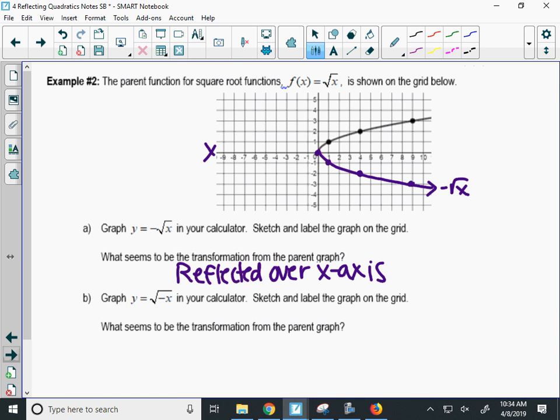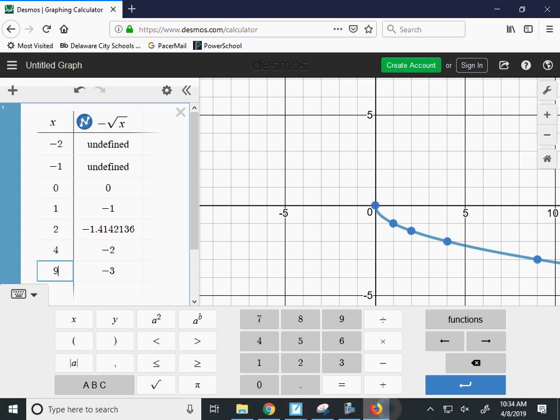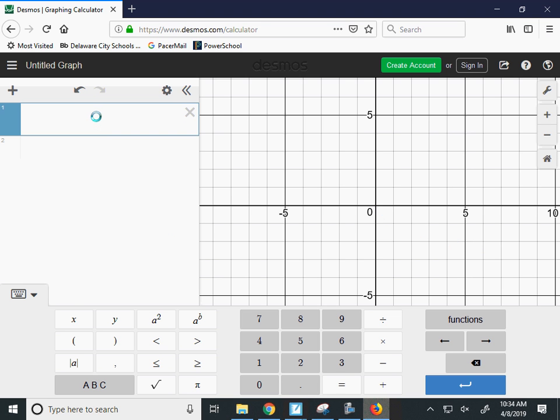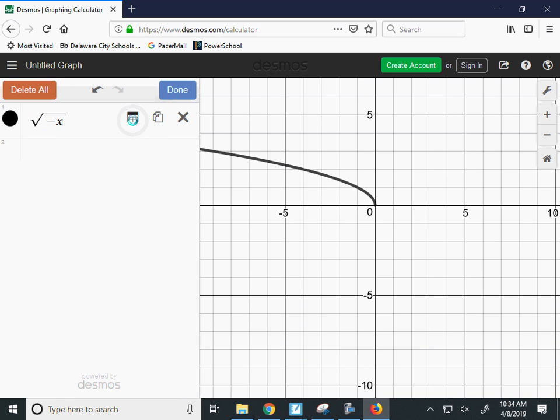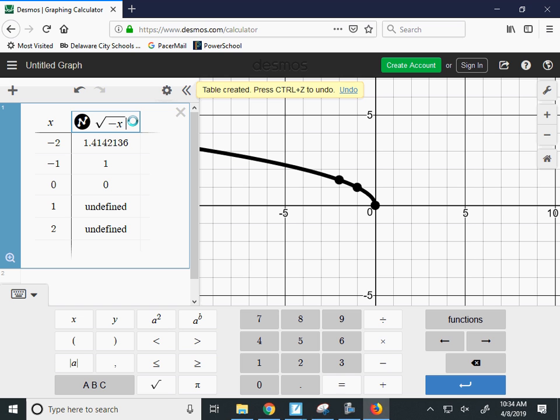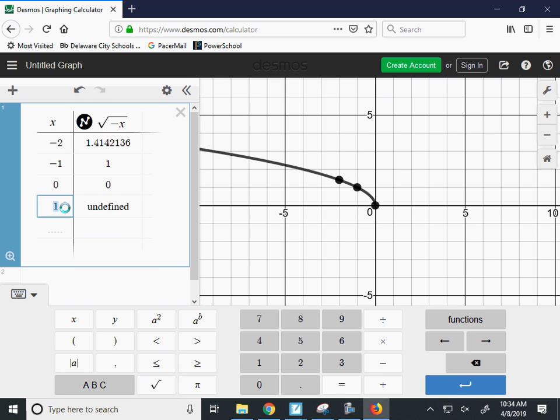Now this one's where we're really going to see a difference. Let's graph square root of negative x here. So just square root negative x. This is the one where we're going to see a difference. So I'm going to graph, let me clear out the table here, and I'll tell you what points are going to be best for us.